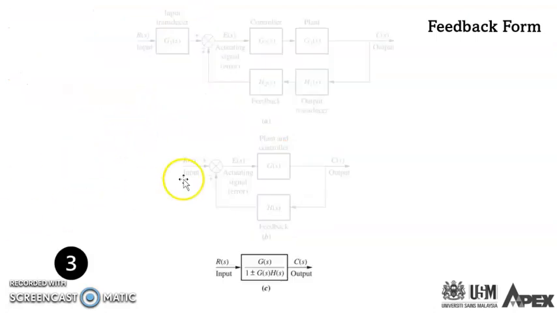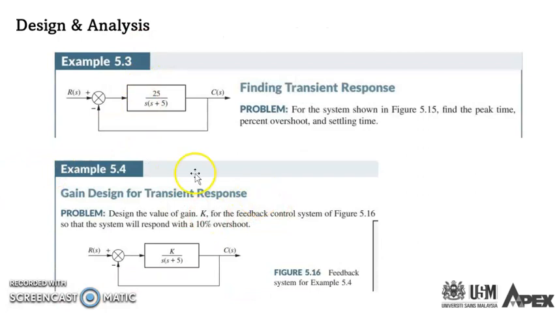Hence you end up with this single block diagram. This is your main objective. You need to get this before you do any analysis of a system. Next, you can do some examples, and they are in the book text. The solutions are given as well.